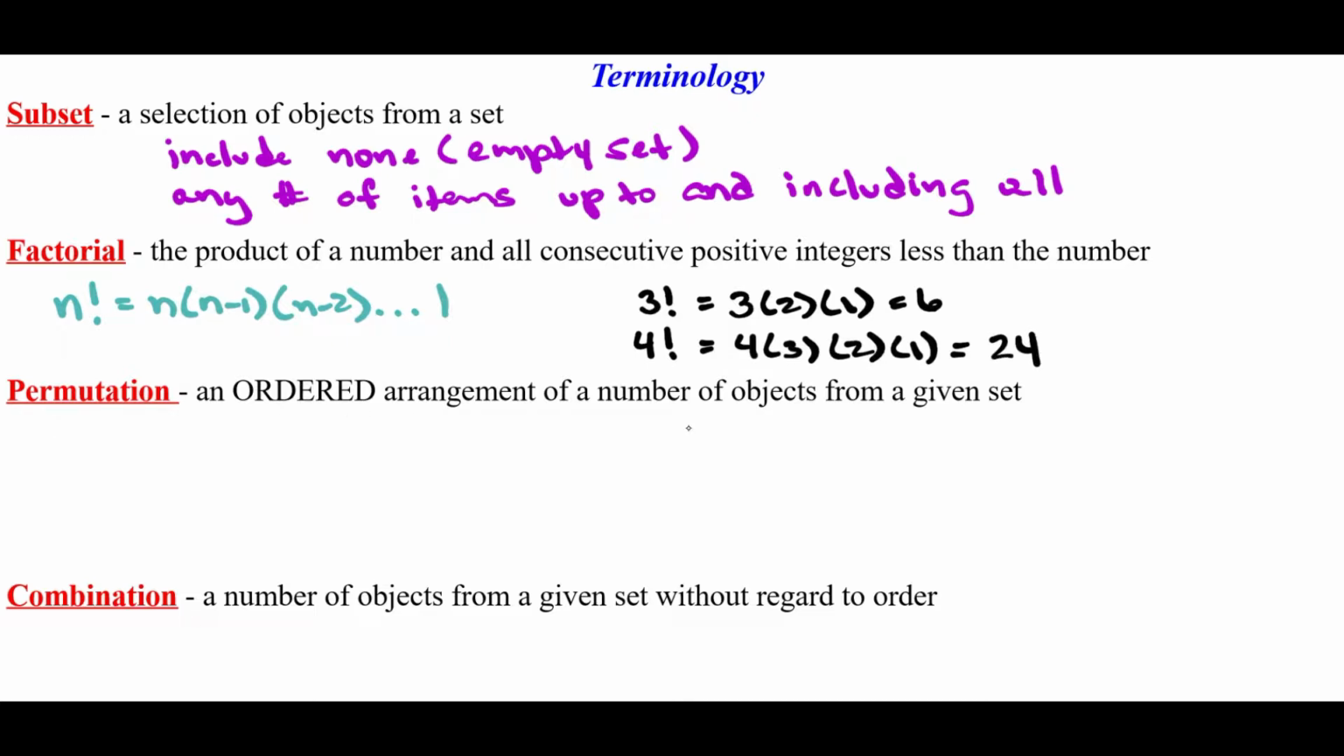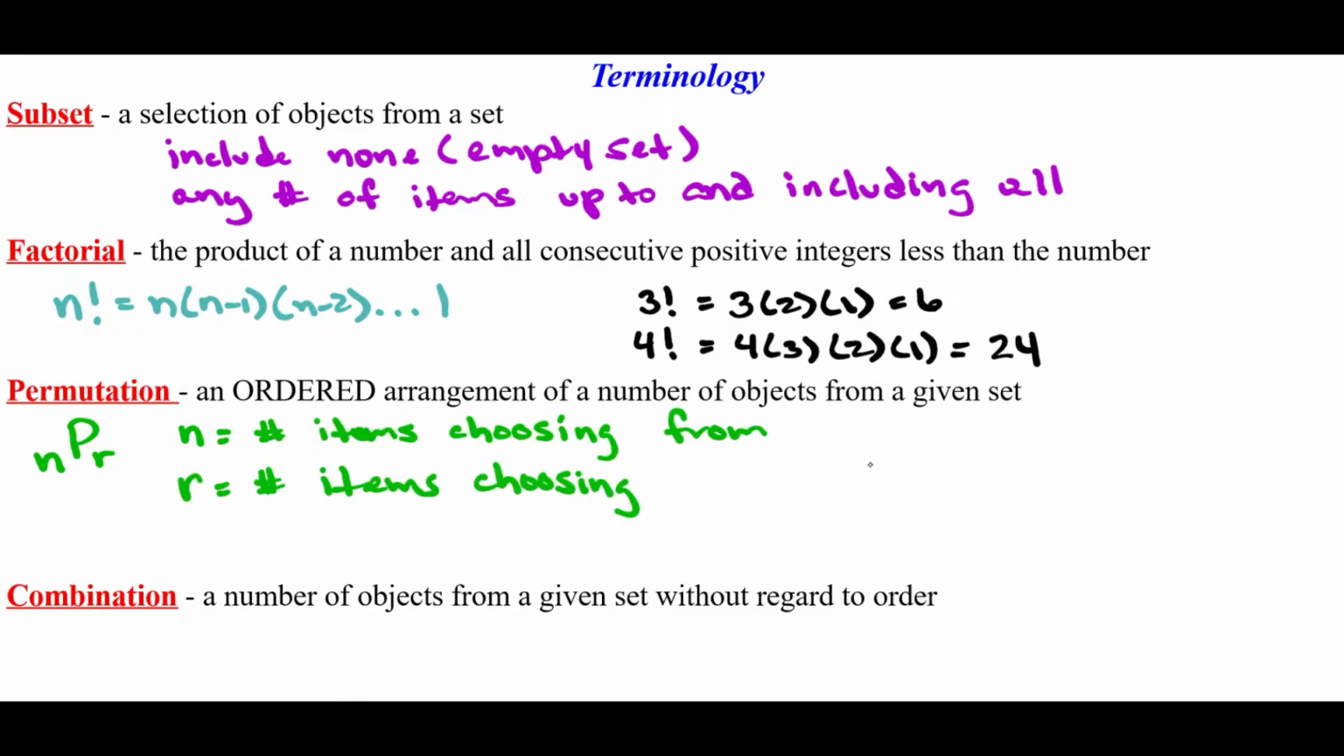Permutation is an ordered arrangement of a number of objects from a given set. There's notation for permutation. It's a subscript of n, a capital P, and then a subscript of r, where n is the number of items I'm choosing from, and r is the number of items we're choosing. The formula for nPr is n factorial over n minus r factorial.